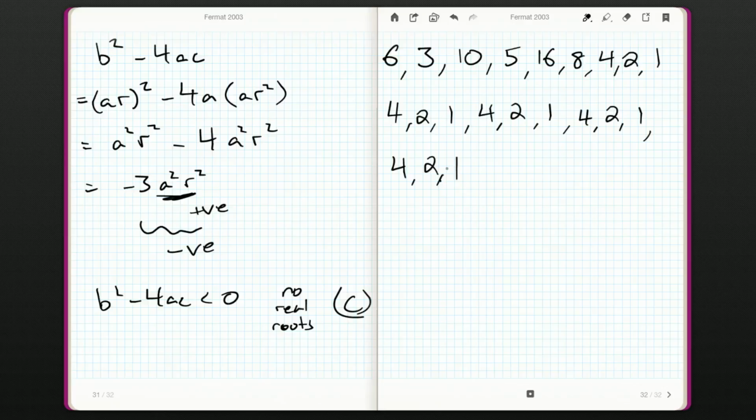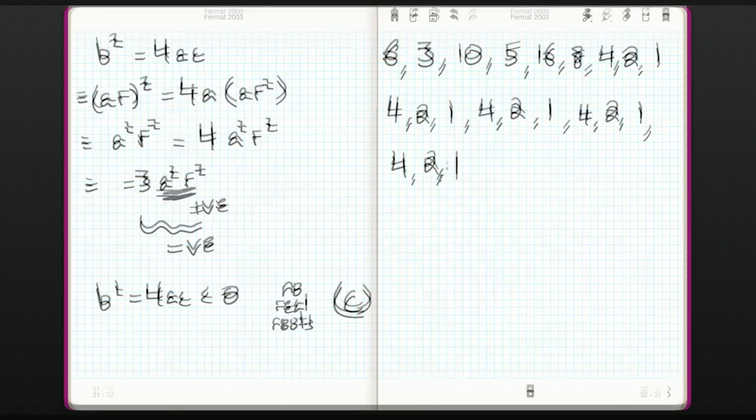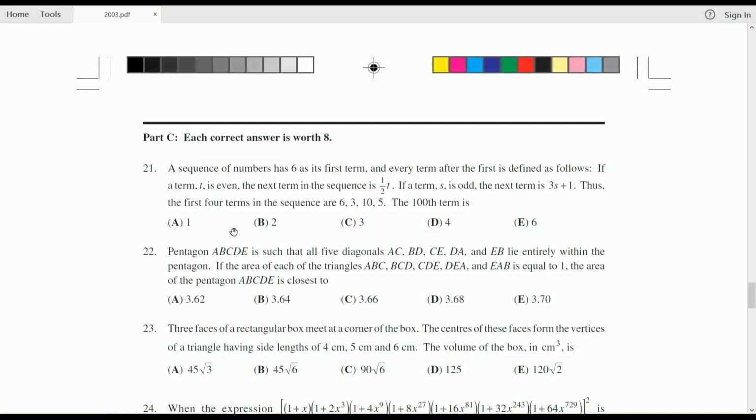So if I had to make a guess, I'd say it's one of 4, 2, or 1. And that narrows it down to 3 possibilities here. It's either A, B, or D. It's never going to be C. It's never going to be E, because it's not going to be 3 or 6 again.